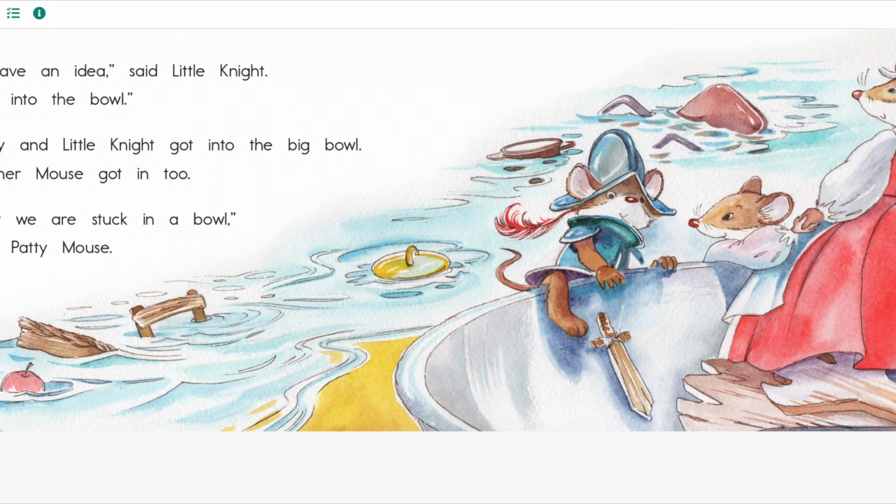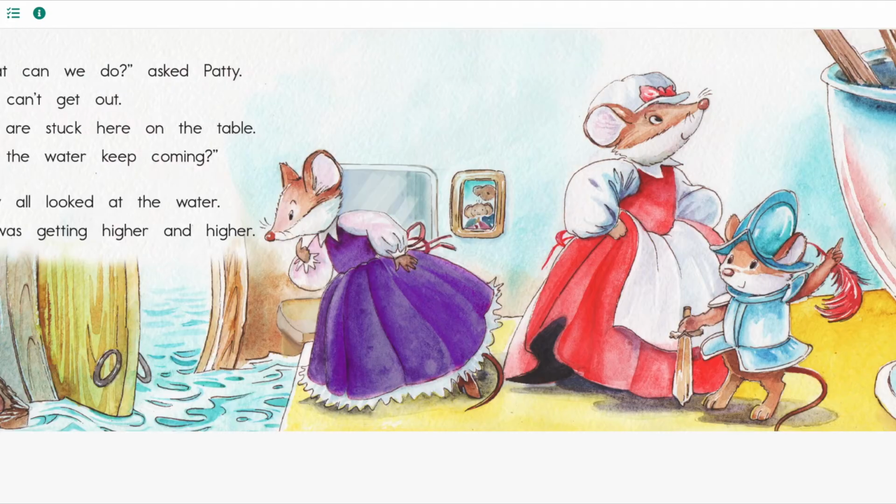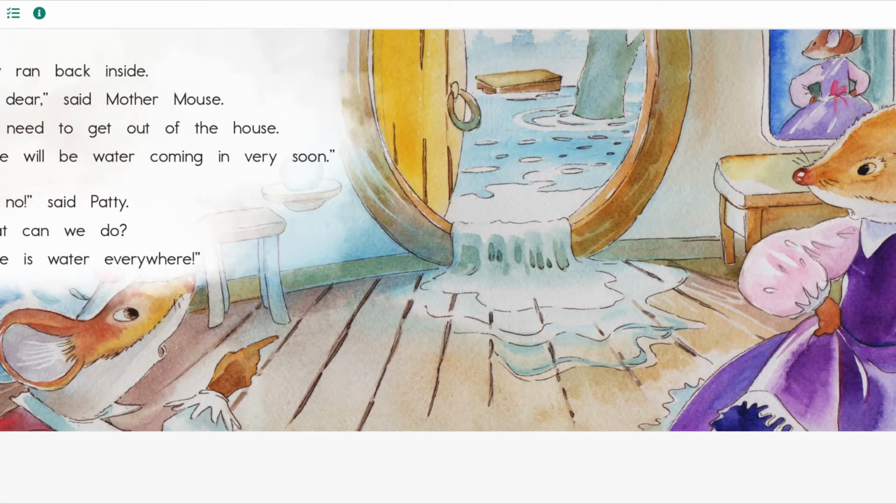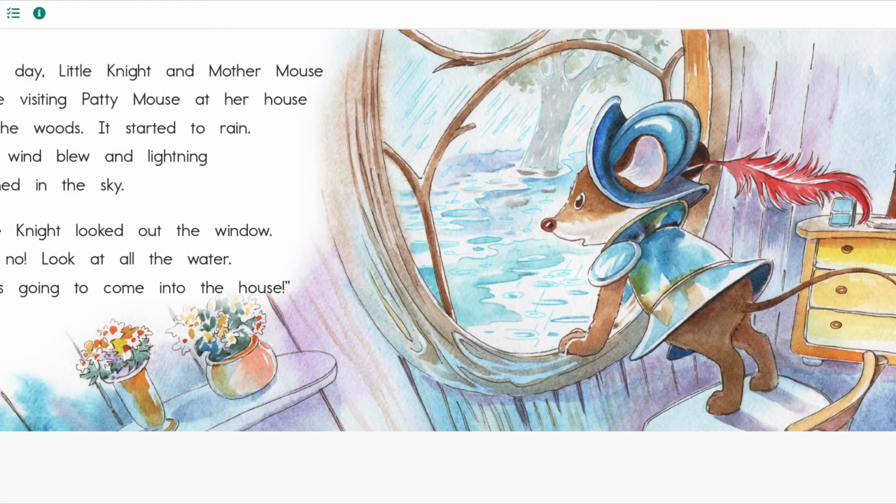So I'm not going to show you the next page because I want you to go back and reread the story to find out what happens. Are they stuck in the bowl? We'll have to find out. We have to read to find out, just like we normally do.